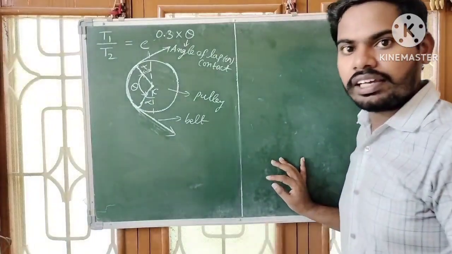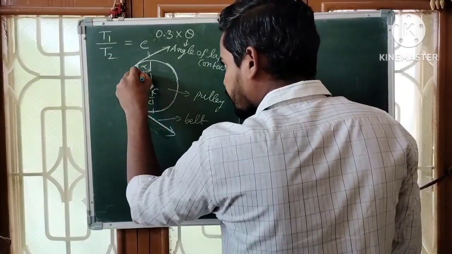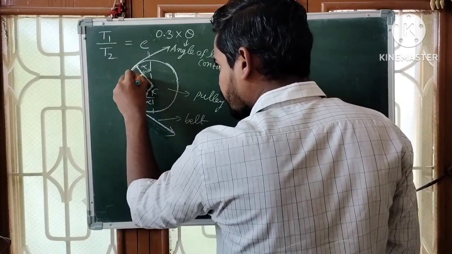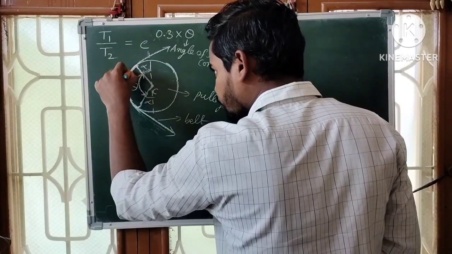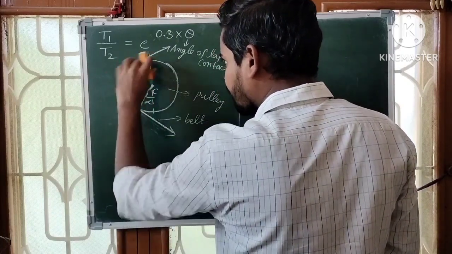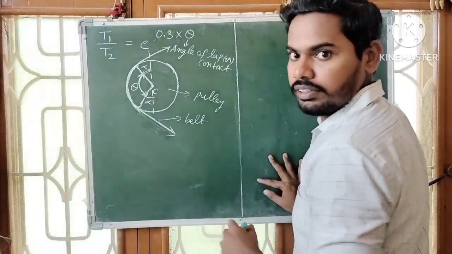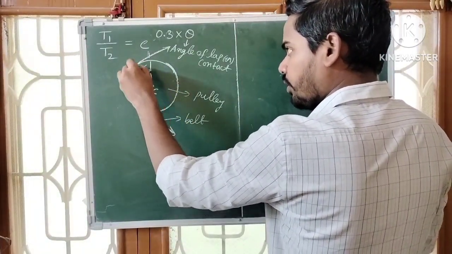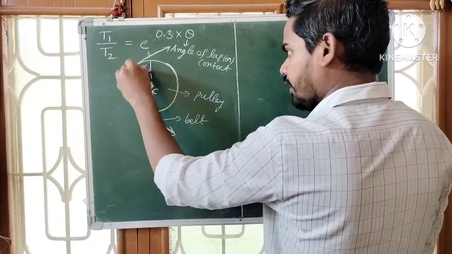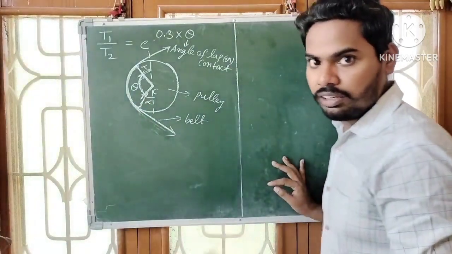Now, what is the angle of contact or angle of lap? The angle formed at the center of a pulley by the portion of belt that wraps around it is called the angle of contact or angle of lap.